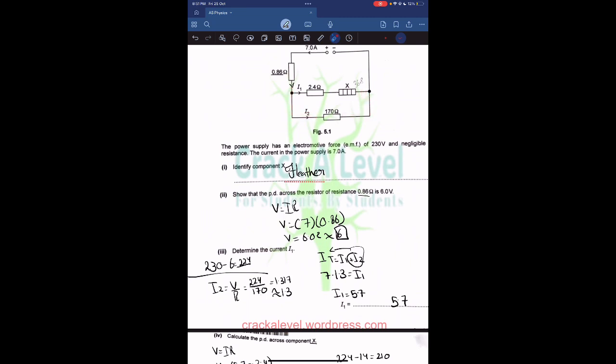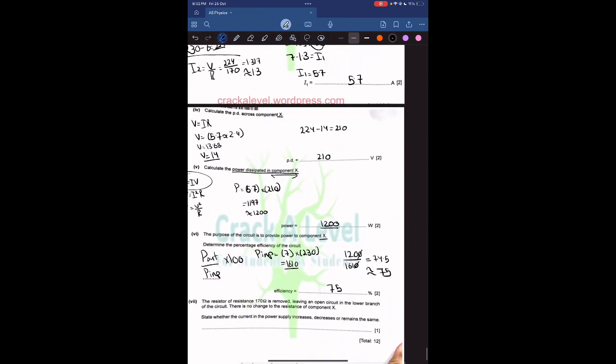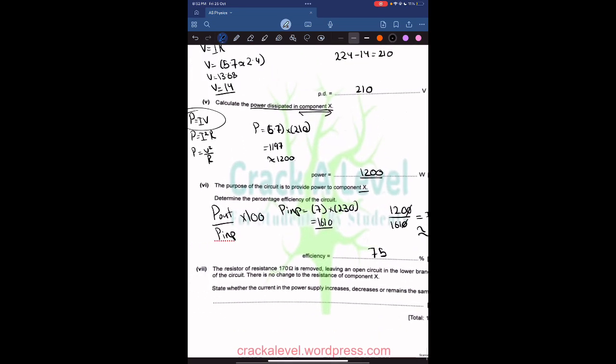So we know that whenever resistors are in parallel, their combined resistance will always be low. And as this resistor is removed, these two resistors are now in a series combination along with this resistor. So this would mean that the total resistance is actually increasing, which means that the current in the power supply is decreasing.